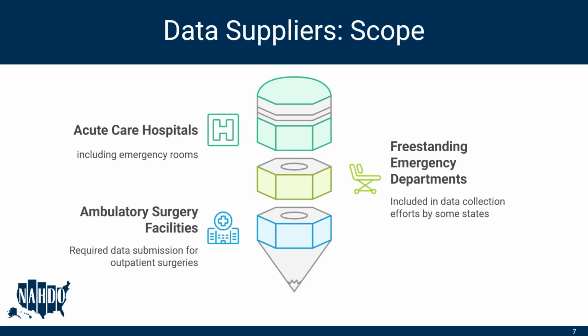The scope of data suppliers for state hospital data programs is largely determined by state regulations and licensure requirements. Acute care hospitals, including their emergency rooms, are primary data suppliers. Freestanding emergency departments, which have become increasingly prevalent in recent years, are also sometimes included in data collection efforts. Additionally, many states require ambulatory surgery facilities to submit data, providing valuable insights into outpatient surgical procedures.